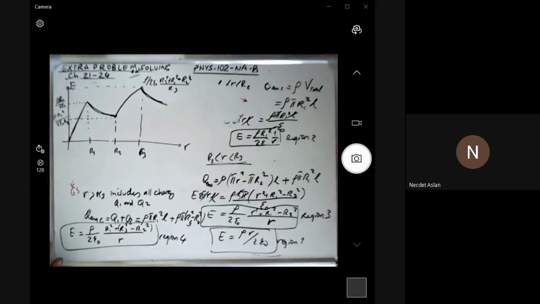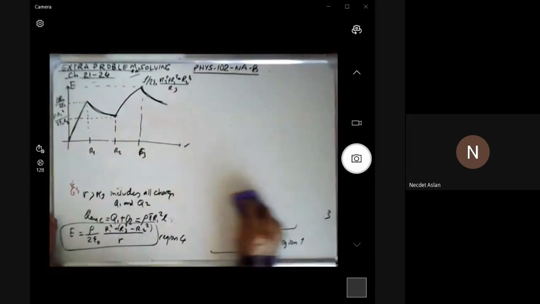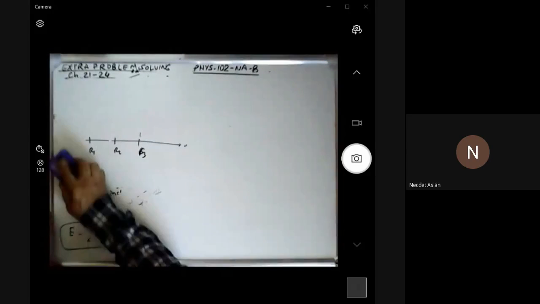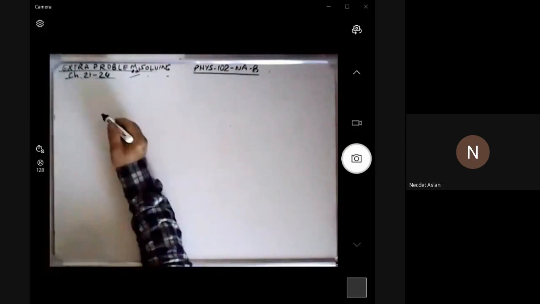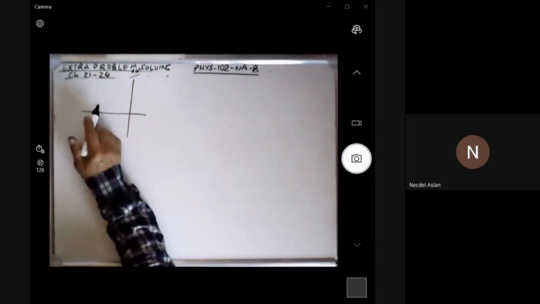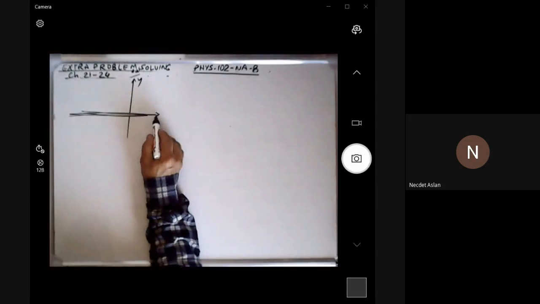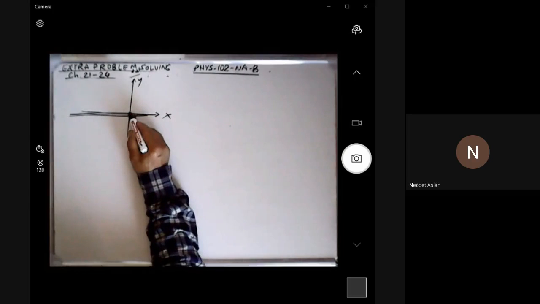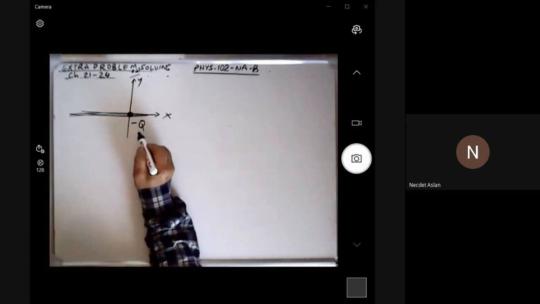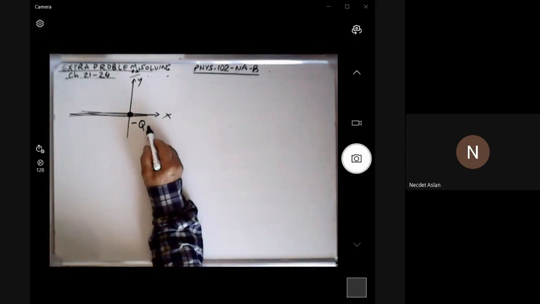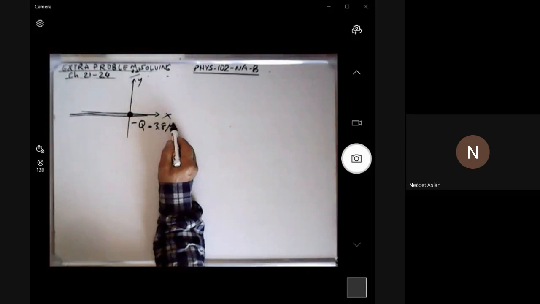Good. Now let's jump to the other example. Now the fifth example we are solving is given by this simple thing. We have now x and y axis. This is y axis, this is x axis. We place a negative charge here, minus q. And q is given as 3.8 microcoulomb.